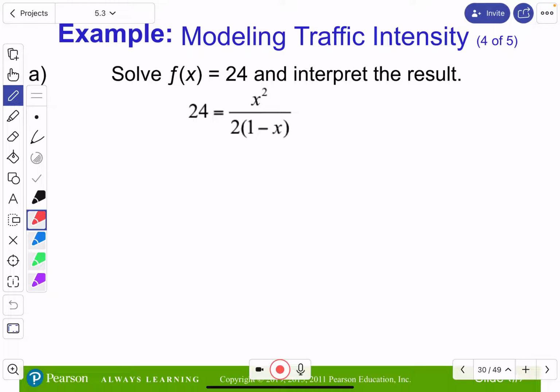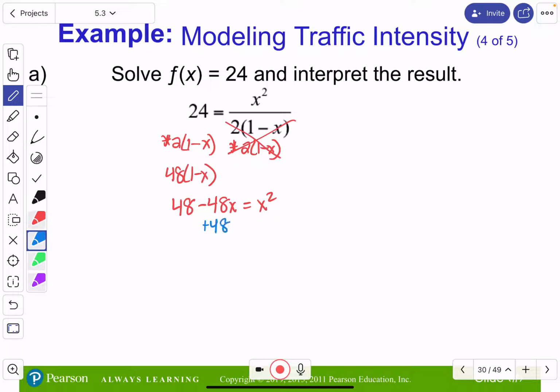All right, so solve f of x equals 24 and interpret the results. So we're plugging in 24 for y. So to solve this, we're going to multiply both sides by the denominator. So 24 times 2 is 48. And 48 times 1 minus x is 48 minus 48x. And that equals x squared, because we canceled this. So I'm going to move these over.